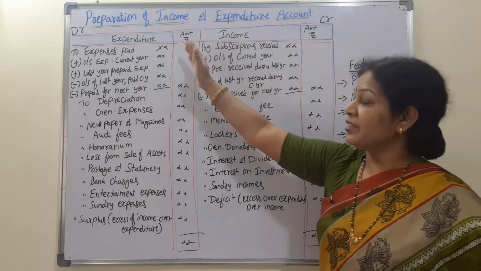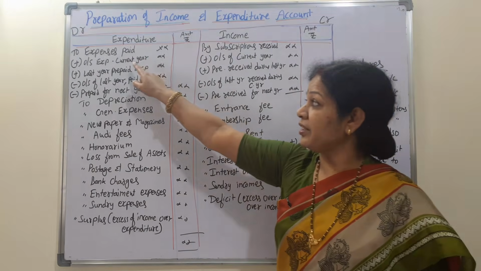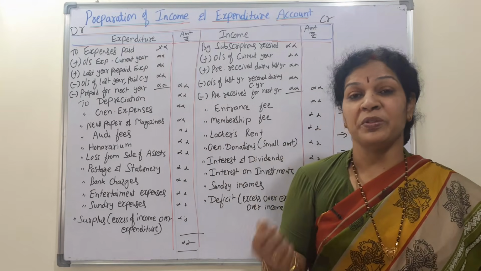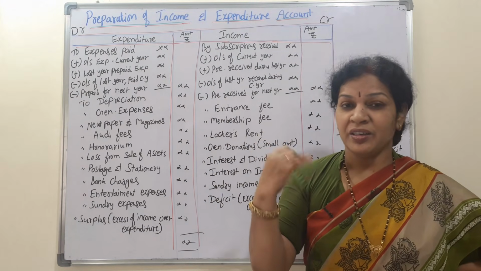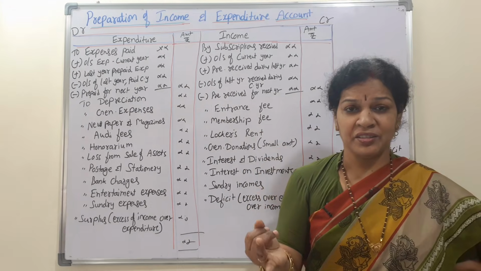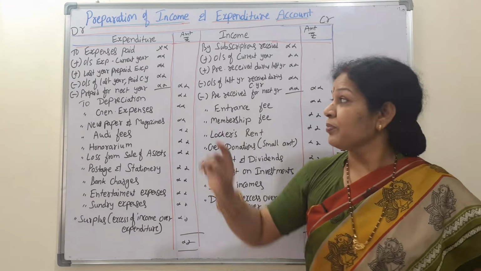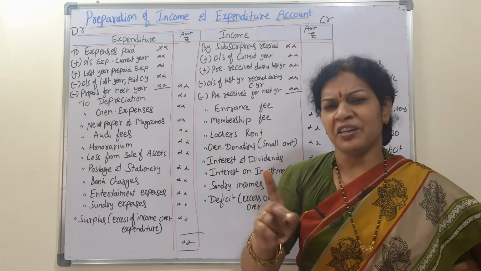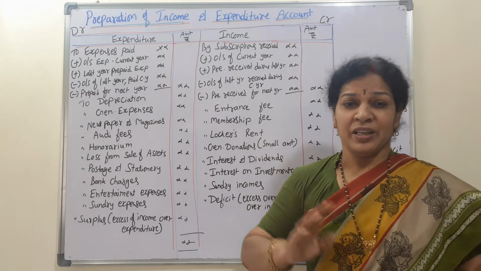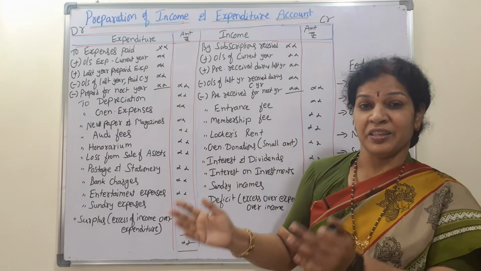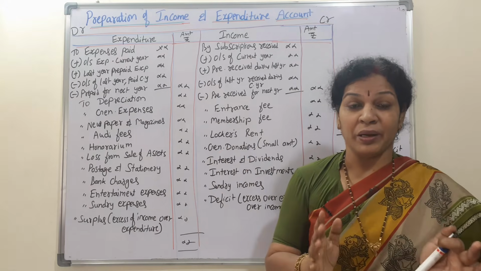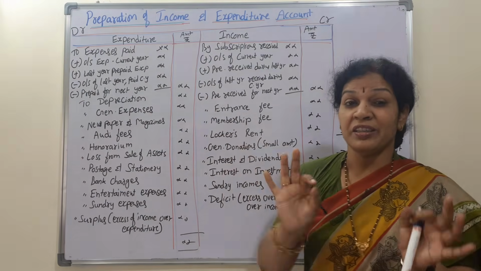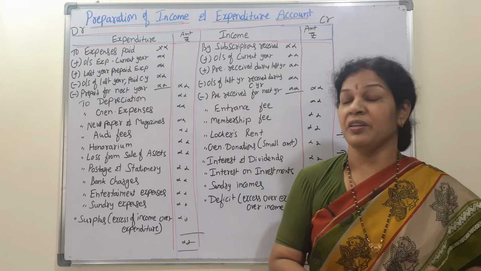So first, on the expenditure side, expenses paid. Expenses means it can be rent or salaries or any expenses. I am writing it in the inner column because generally you will have adjustments: last year, current year, next year. So how do we handle it? This you must be very clear.